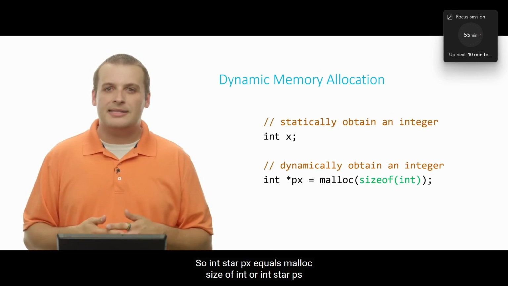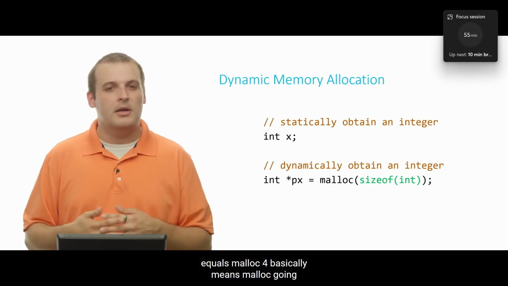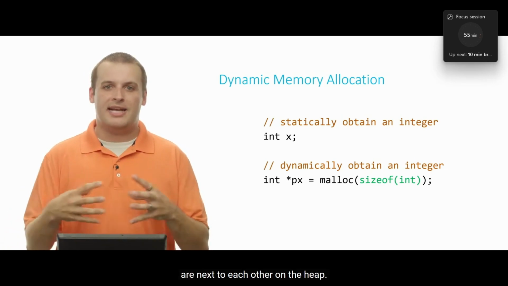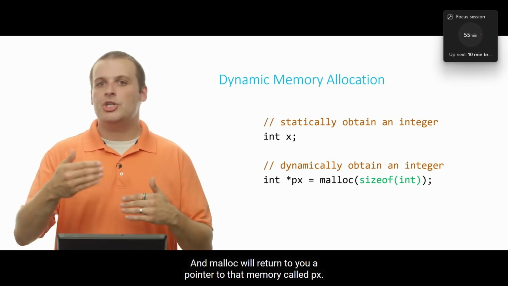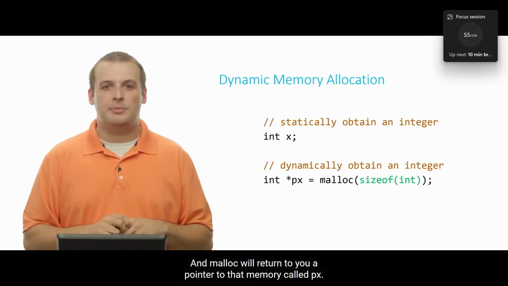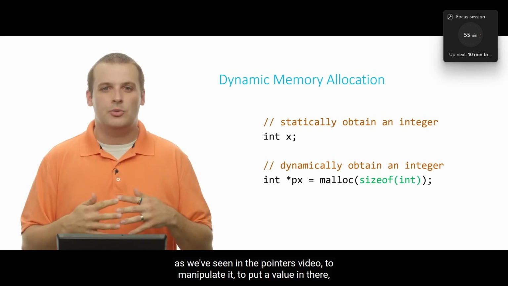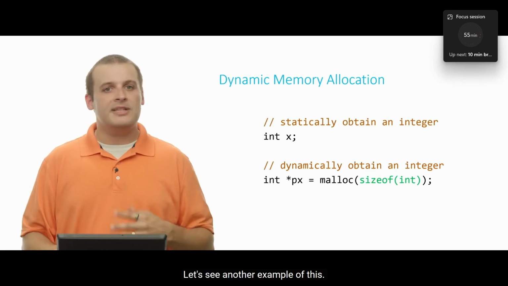So int star px equals malloc sizeof int, or int star px equals malloc 4, basically means malloc is going to go try and find you 4 bytes of memory that are next to each other on the heap, and malloc will return to you a pointer to that memory called px. And then we could dereference that pointer, as we've seen in the pointers video, to manipulate it, to put a value in there, to do whatever we want to do with it. Let's see another example of this.